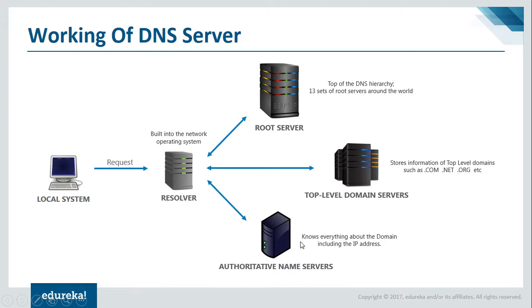So if you want to reach google.com, and you're doing it for the first time, and your resolver does not have the address of google.com's server locally, then it would first of all go to the root server. It would get back the top level domain where google.com has been hosted, and that would come back to the resolver. So the resolver would then go to that top level domain server, and find out which is the name server of google.com.